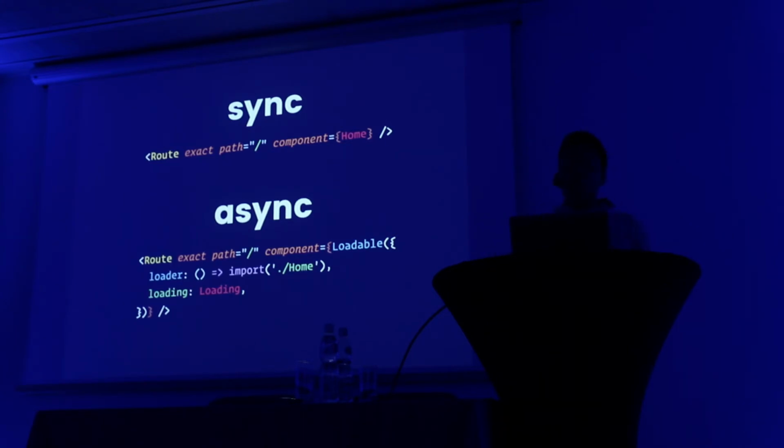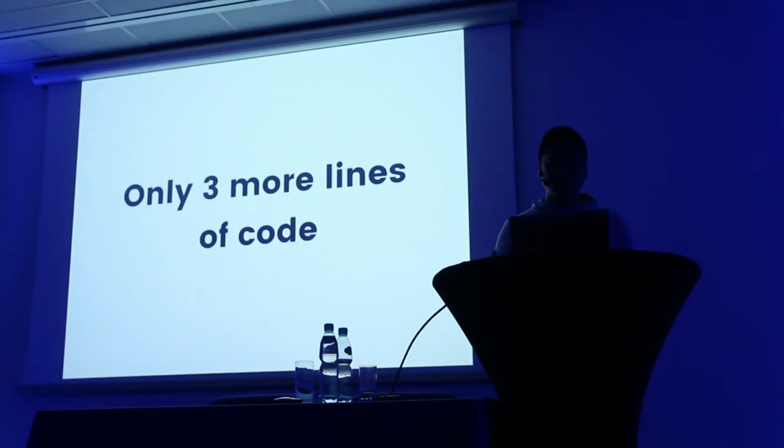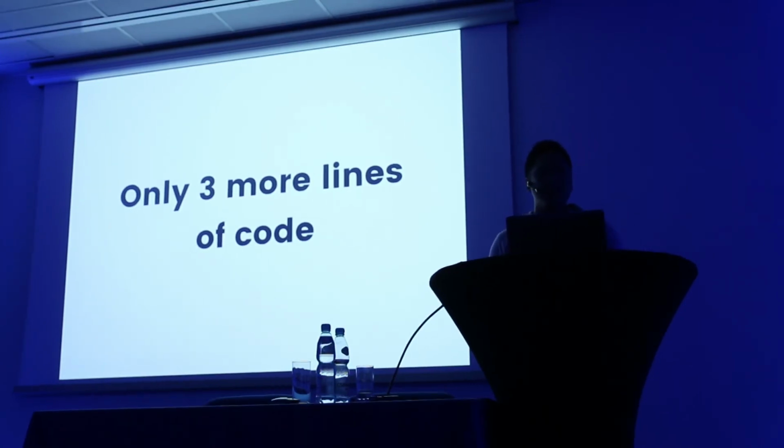With React Loadable, we basically replace this home component with a React Loadable higher order component, and pass an object with a bunch of options. In this case, it's loader, which is a function that returns a dynamic import, and a loading option, which is just a component that should be rendered while the async component is being loaded. So that was only 3 more lines of code, or maybe even less if you want to. And just with this little amount of extra code, you can potentially increase the page speed of your app up to 5 times.